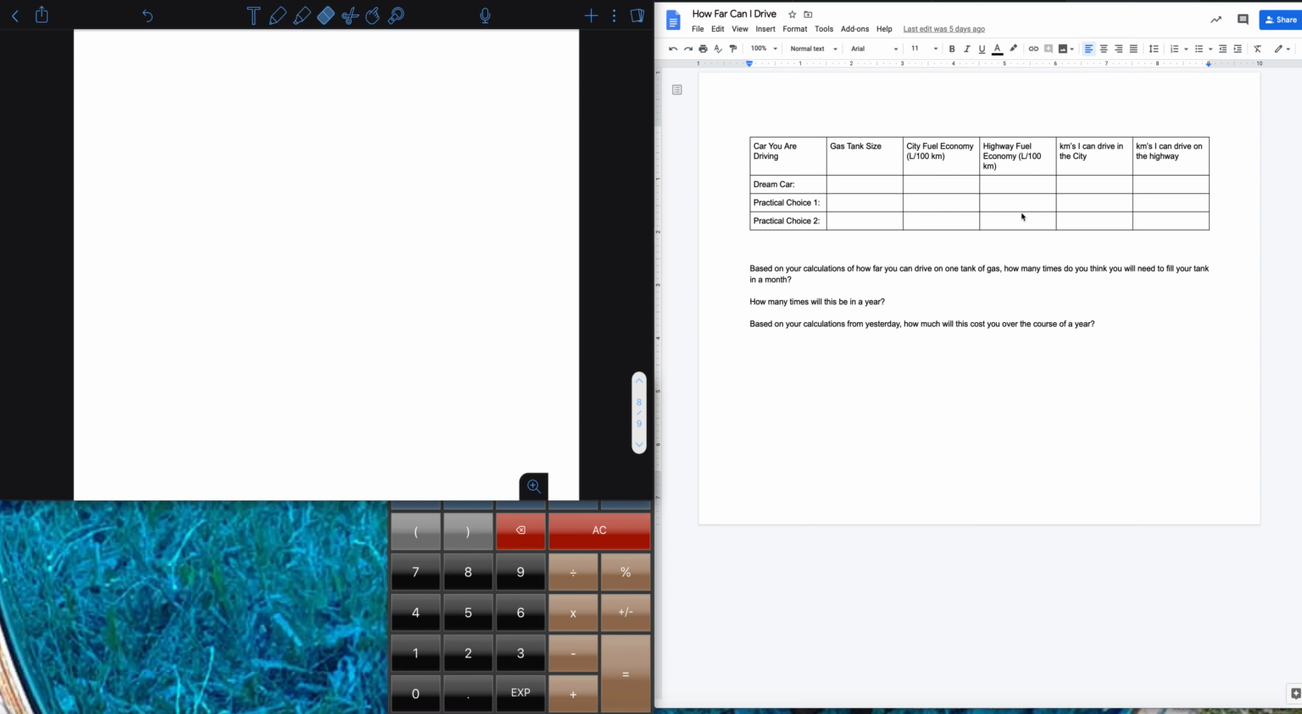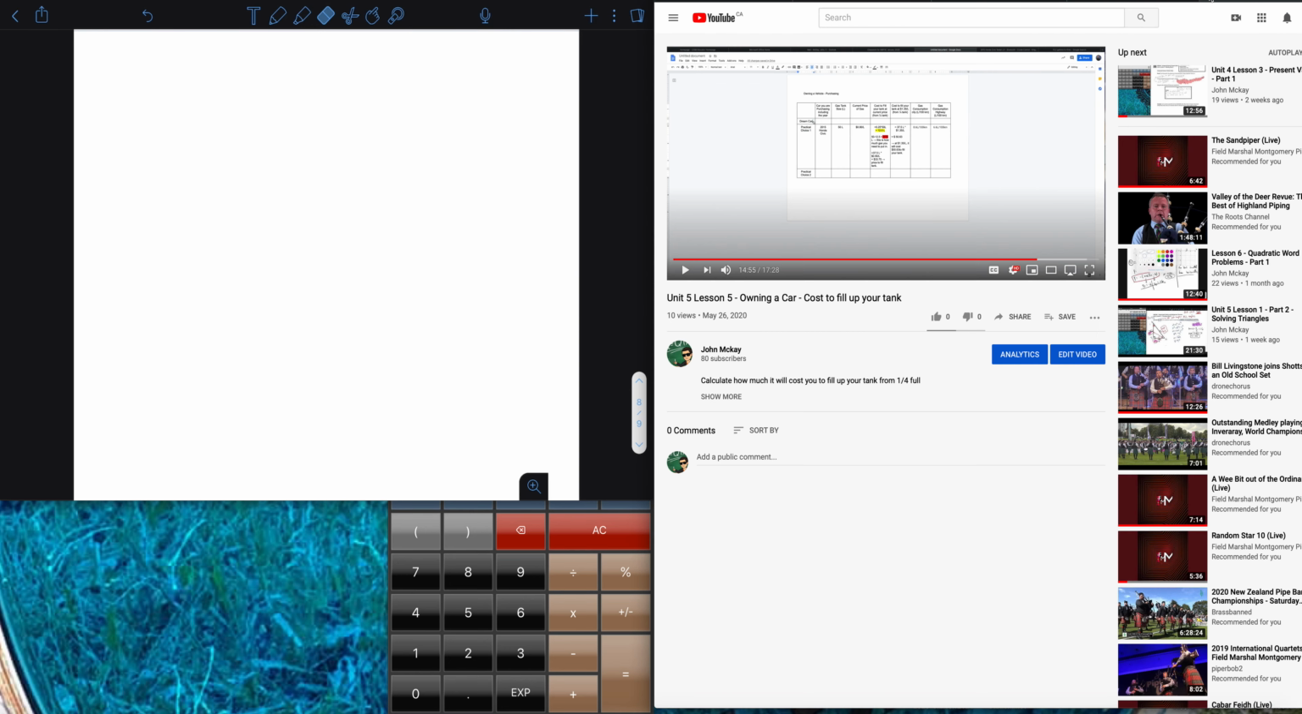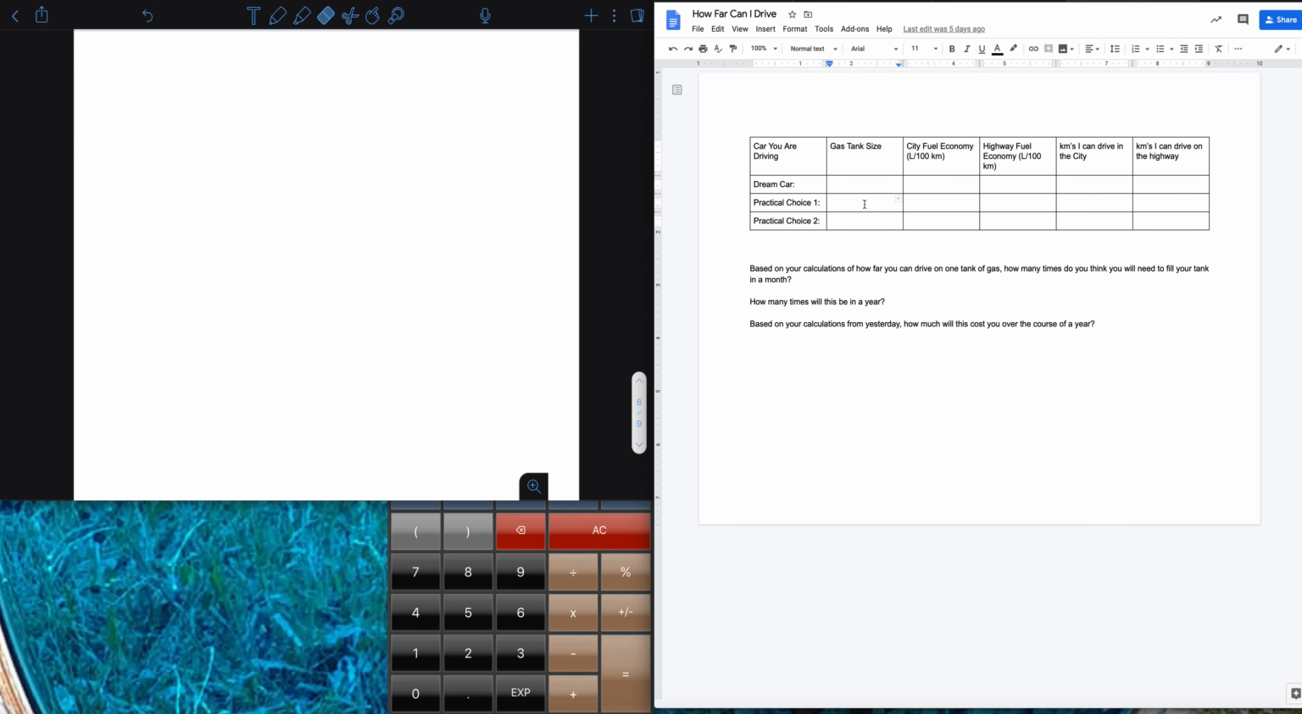I'm just going to show you how to do this calculation. It's pretty straightforward, right? So what I'll do here is go back to find the information from the last lesson. Okay, so my practical choice one was 50 liters. That's how big the gas tank was on my practical choice, right? So you can put in 50 liters here, right? All you're doing is really filling in the table with information that you should already know from the other table, right?